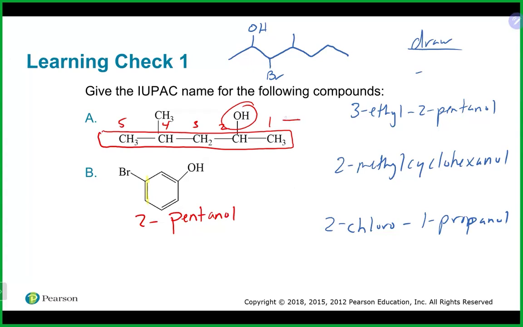Because we locked the numbering in, we get a number in this direction for the one group that's attached, which is our methyl group, and that would be at carbon number 4. So that would be 4-methyl-2-pentanol for A there. Any questions on that one there? Question or no?